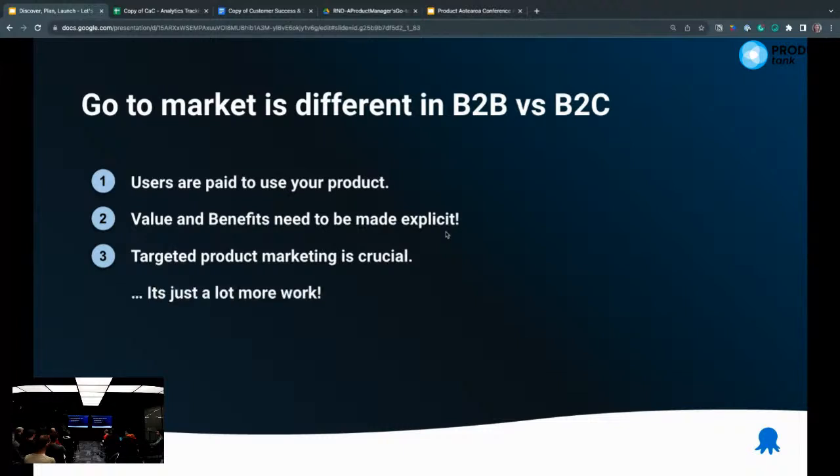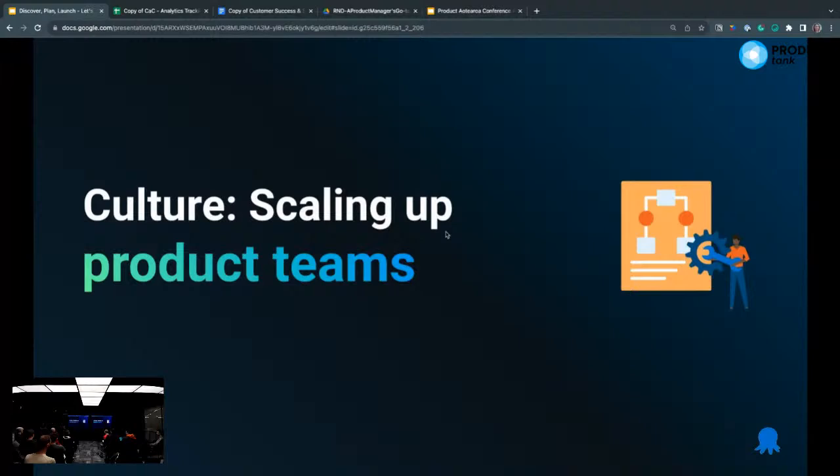And so lastly, it's just a lot more work, right? And so to do all that work, you need a very well-supported product organization. And Colin will talk to you about that today.